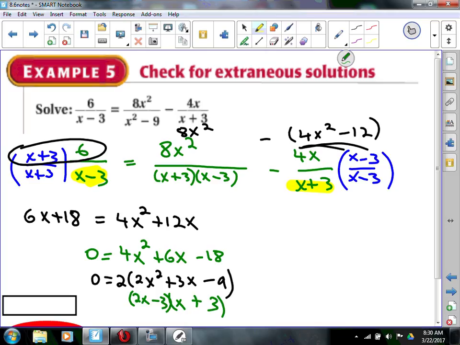plus, minus. So I believe my answers are x equals 3 over 2, and I believe my other answer is that x equals negative 3. I think both of those work. What do you think?